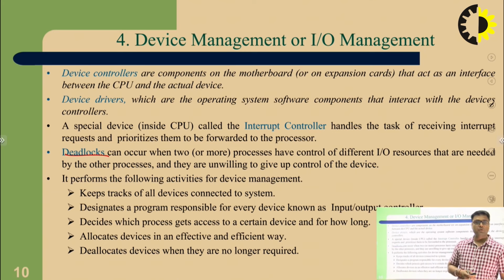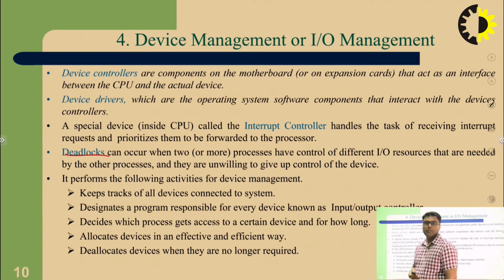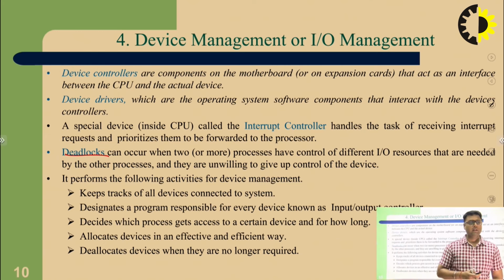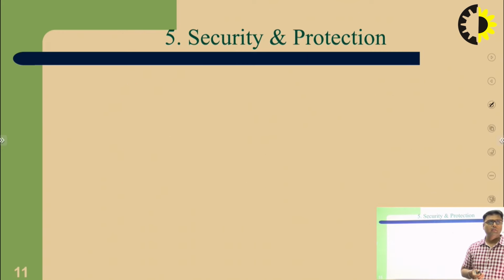Device management performs the following activities: keeping track of all connected devices, designating the program responsible for every device, known as the input output controller, deciding which process gets access to certain devices and for how long, allocating devices in an effective and efficient way, and deallocating devices when they are no longer required.